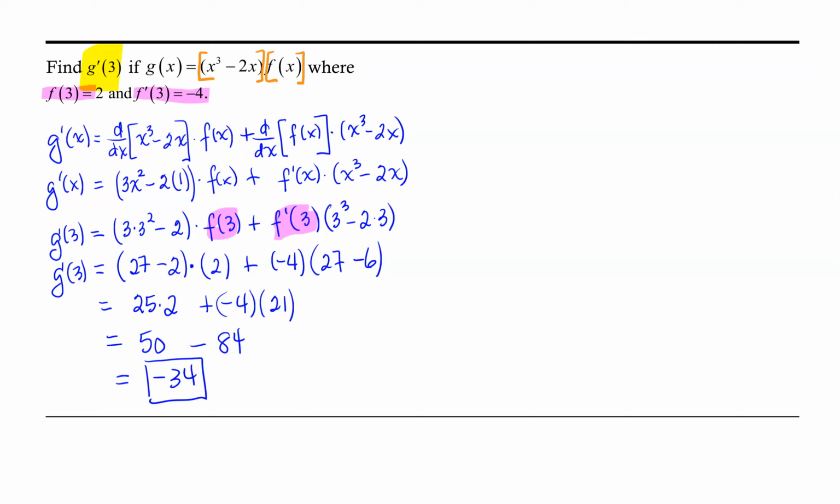So g prime of 3 is equal to negative 34. I hope this helps.